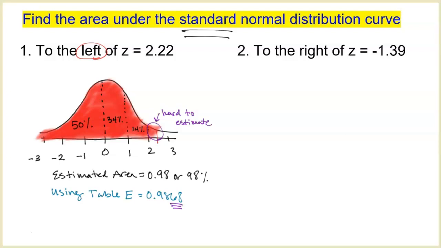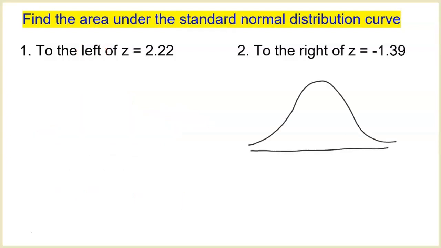So let's look at another example. We want to the right this time. So this was to the left. Now we want to the right of this z-score. So again, I make my standard normal distribution, 0, 1, 2, 3, negative 1, negative 2, negative 3. I want to find approximately where negative 1.39 might be located.